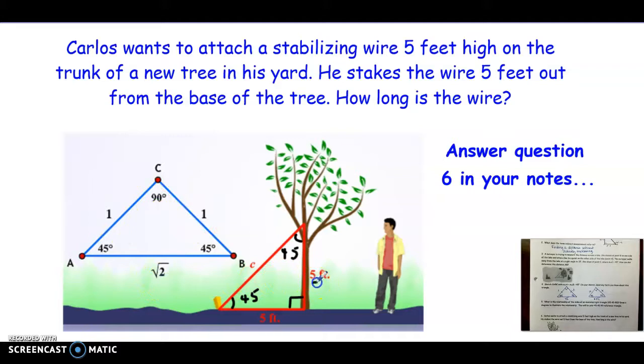Well, our leg is 5, so our C value is going to be 5 times the square root of 2. So the length of the wire is 5 square roots of 2 feet. That is our answer to number 6. Just multiply the leg times the square root of 2.